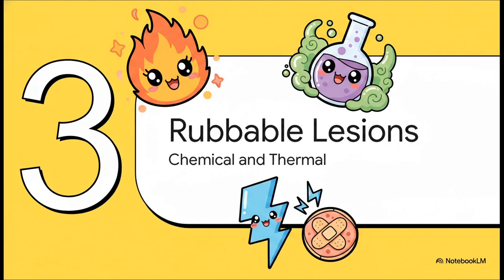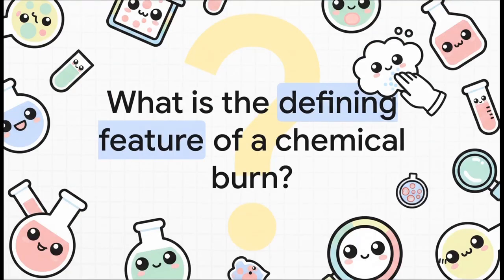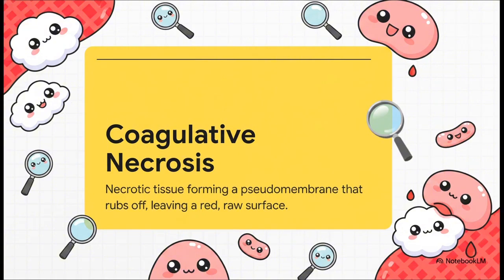Section 3. Rubbable lesions, specifically chemical and thermal burns. Before I give away the answer, let's do a quick active recall checkpoint. If you rub a white lesion and it sloughs right off, what is the exact clinical and histological feature you are observing? You guessed it, it's coagulative tissue necrosis.